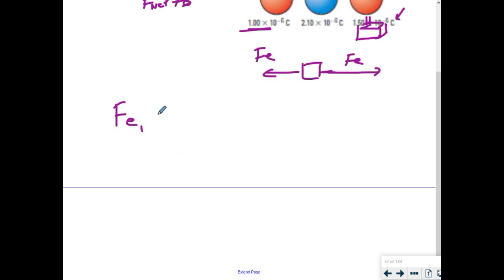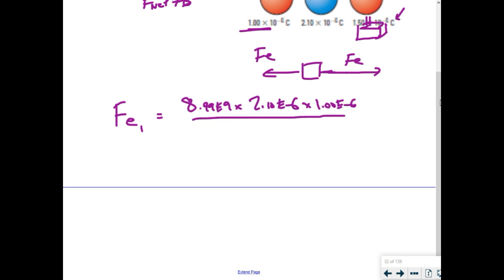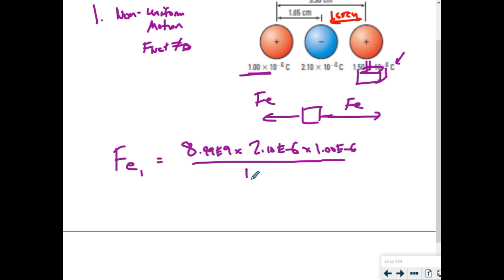Let's find the first force of attraction. Let's go with 8.99 times 10 to the 9 times 2.10 times 10 to the minus 6 times 1.00 times 10 to the minus 6, all divided by the distance, which was 1.65 centimeters. And the way I'm going to convert that is by making it 10 to the minus 2, because I know that minus 2 is a centimeter. Now, that's one of my shortcuts that I use. If you'd like to convert this number into 0.0165 meters, you're welcome to. That works just as fine.